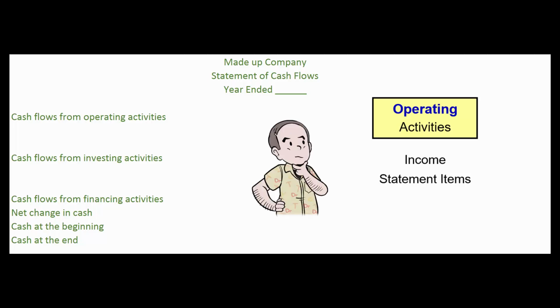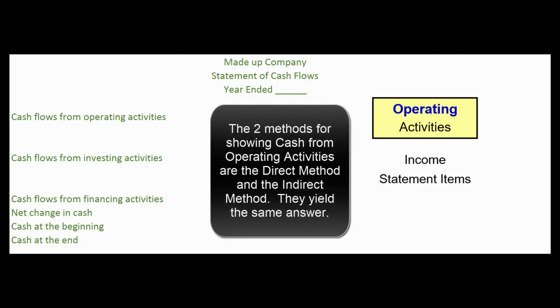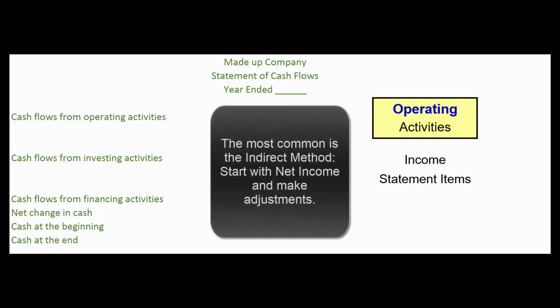Okay, so what do we mean by operating activities? Operating activities are our income statement items, and there's two different ways to fill out this section of the statement of cash flows. The direct method, which says we got this much cash in from our customers, we paid this much cash out to our suppliers and employees, so we netted this much cash from operations. But the way that 95% of the companies do it is the indirect method. They start with net income and they work backwards, and that's what we'll use in this class.